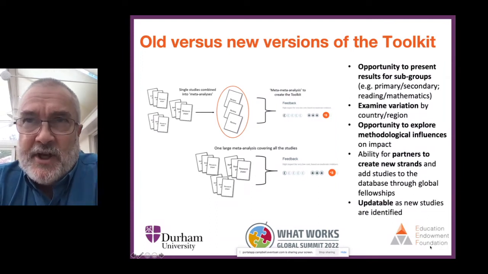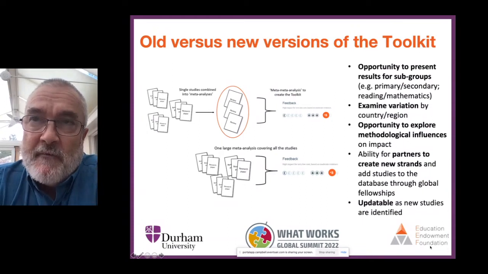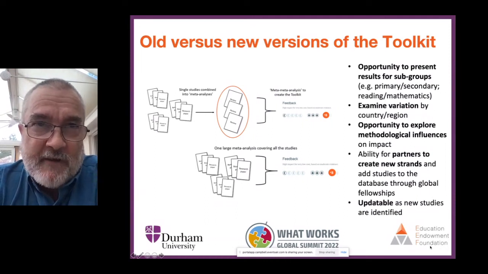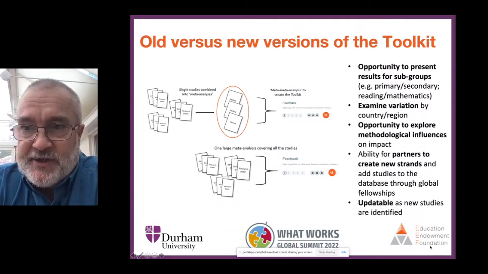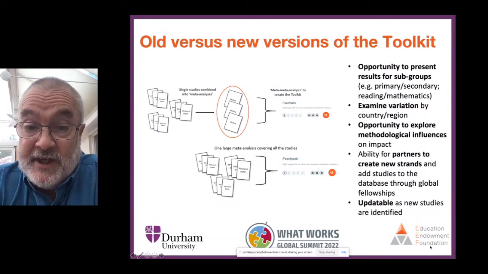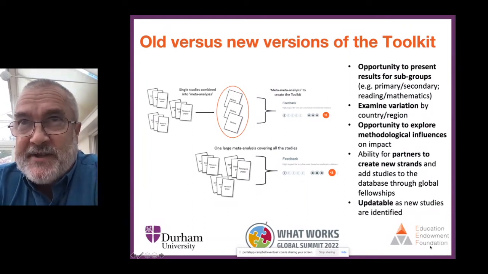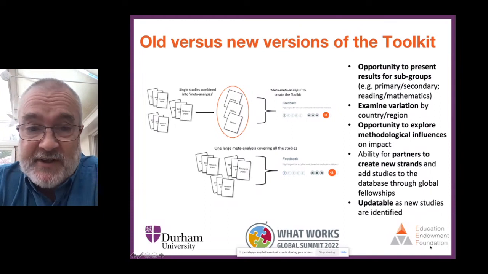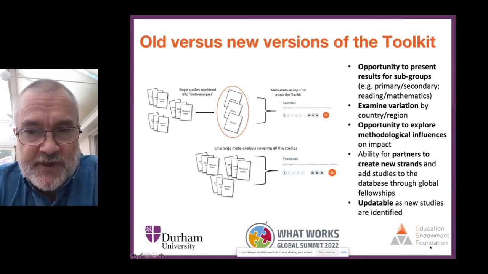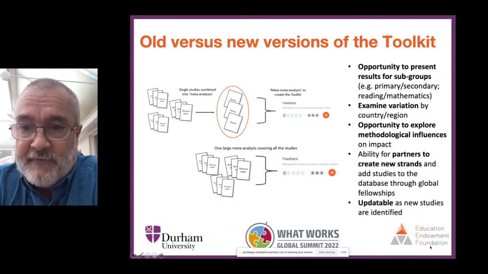So the Education Endowment Foundation agreed to find a way to increase the granularity of those different areas by, I think of it as unpicking all of those different meta-analyses and recombining studies with a set of consistent inclusion criteria into single meta-analyses in each different area. This then gave the opportunity to think about subgroups, so primary, secondary, different areas of outcomes, reading or mathematics. We could start to look at things like variation by country or by region, and we can start to explore different methodological influences or impact, so things like sample size and type of measure.